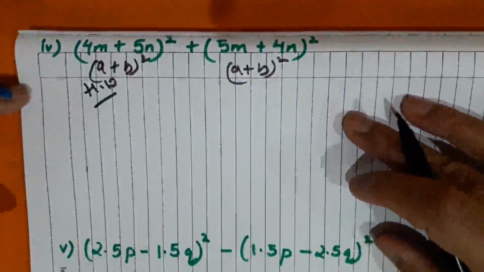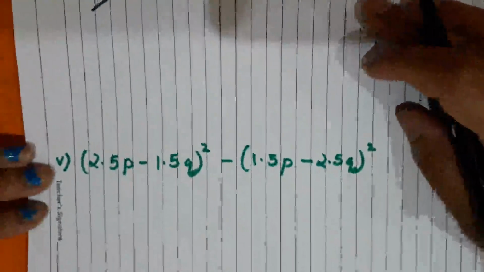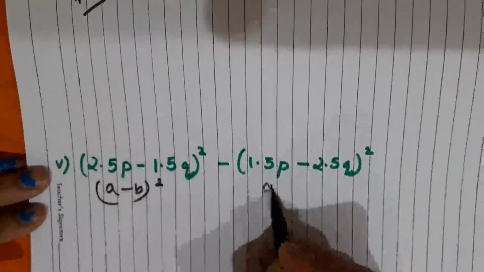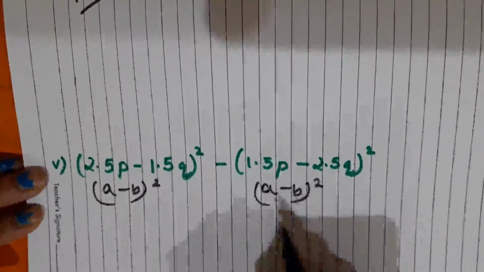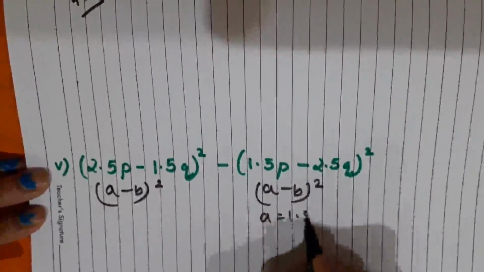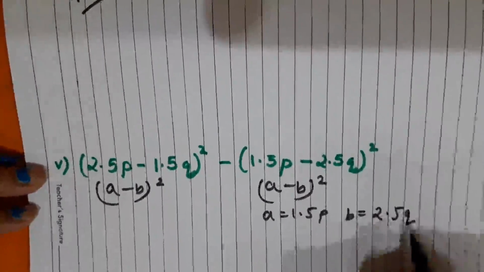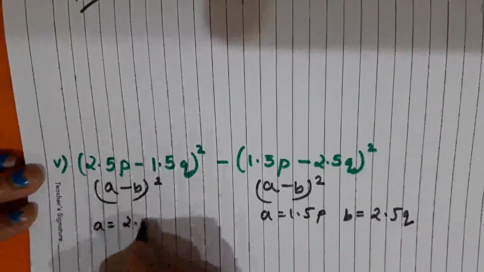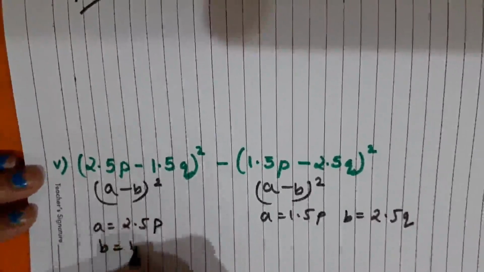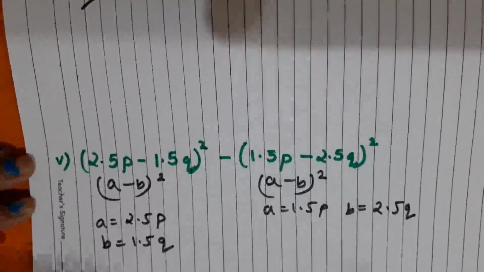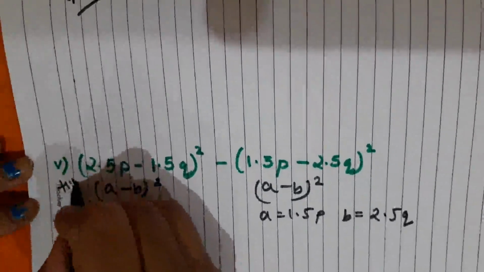Okay, so try this question at home; this will be your homework. In this also, use a minus b whole square. So here a will be 1.5p and b will be 2.5q. Here a will be 2.5p and b will be 1.5q. So put these values inside the formula, and you will get the answer. This will be your homework.